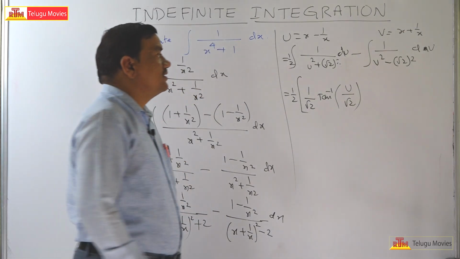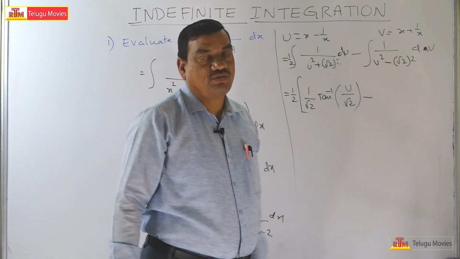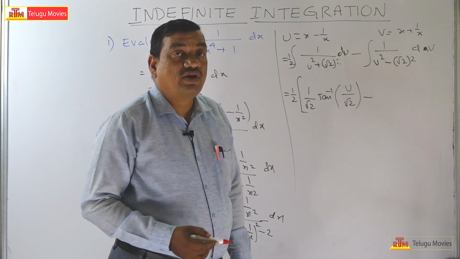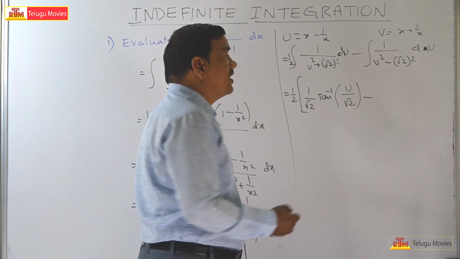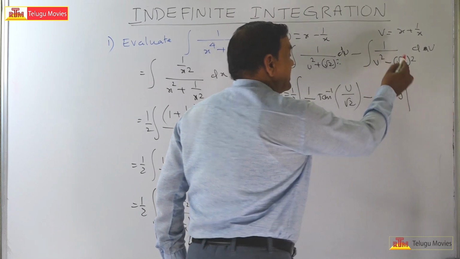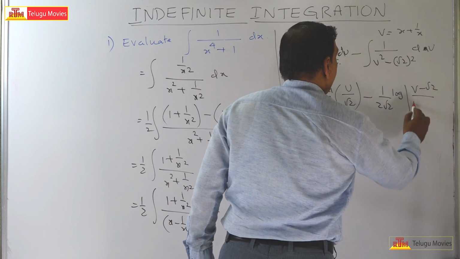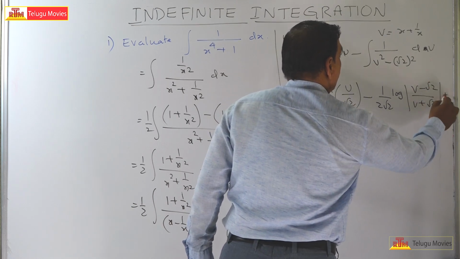Understand? Minus. This is 1 by x square minus a square. The integral of 1 by x square minus a square is equal to how much? 1 by 2a log of x minus a by x plus a. That means 1 by 2 root 2 log of v minus root 2 by v plus root 2 plus c.